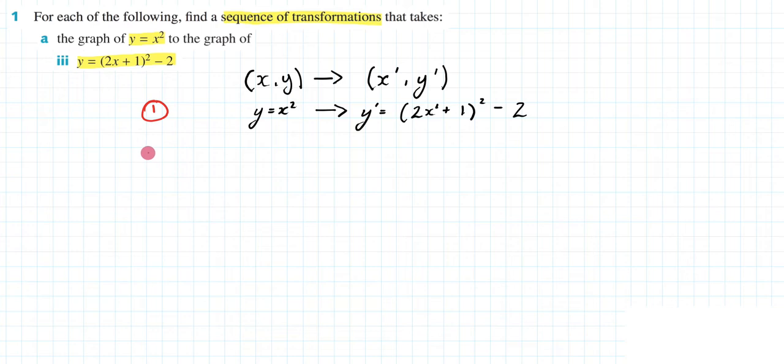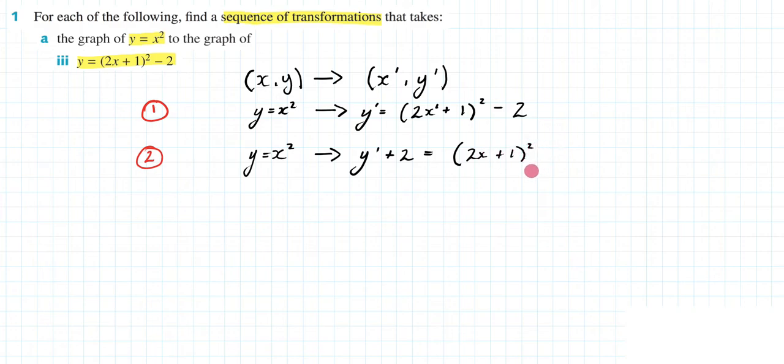Let's now move on to my second step. My second step is going to be all about rearranging. So let me just copy this down the same. This isn't going to change, obviously. So now I'm going to get this negative 2 on the other side. So I'm going to plus 2 to both sides. So I'm going to get y dash plus 2 equals (2x dash plus 1) squared. Perfect, that's step 2. Let's now go to step 3.